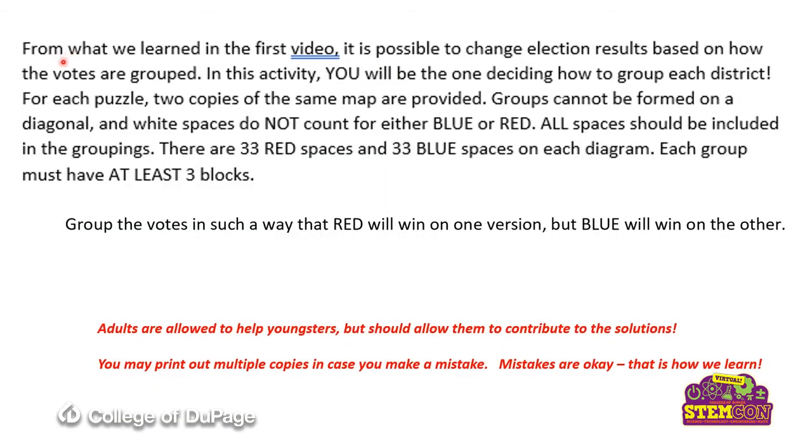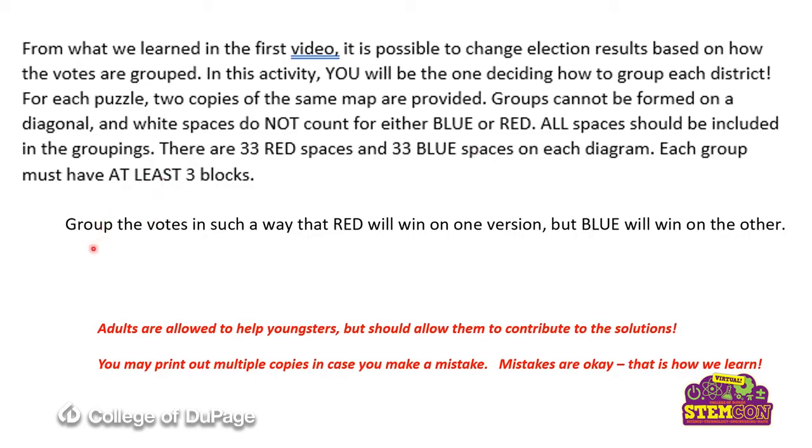From what we learned in the first video, it's possible to change election results based on how the votes are grouped. In this activity, you will be the one deciding how to group each district. For each puzzle, 2 copies of the same map are provided. Groups cannot be formed on a diagonal, and white spaces do not count for either blue or red. All spaces should be included in the grouping. There are 33 red spaces and 33 blue spaces on each diagram. Each group must have at least 3 blocks.